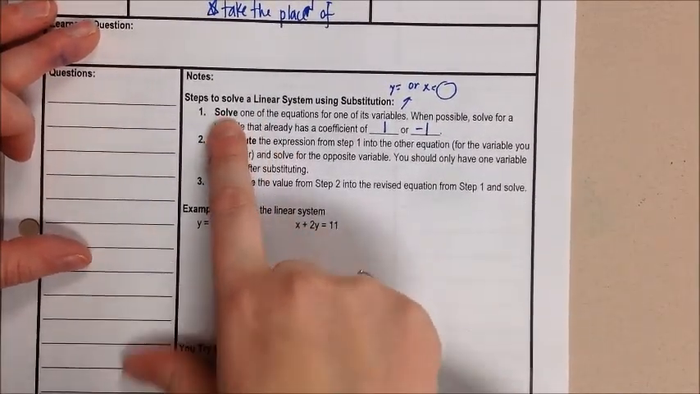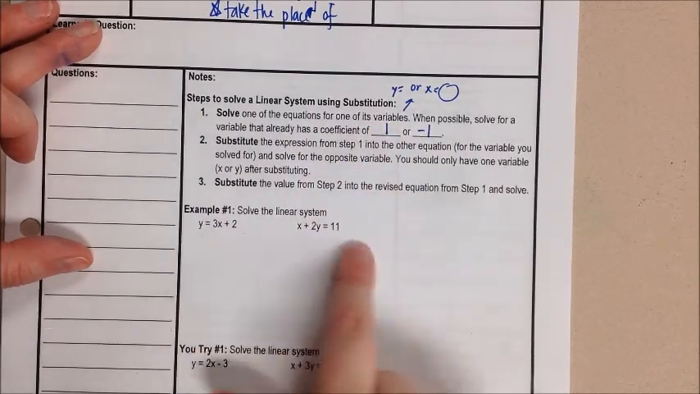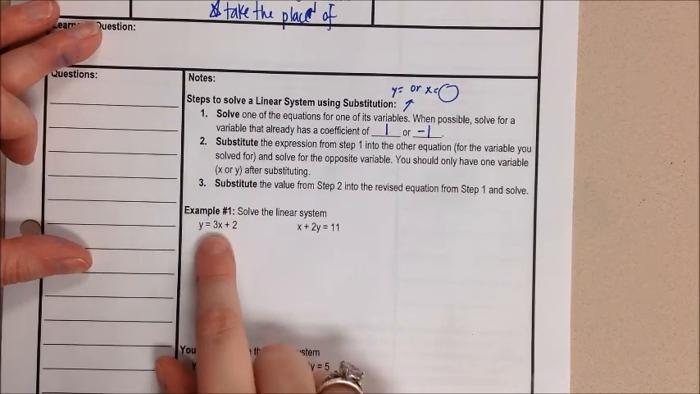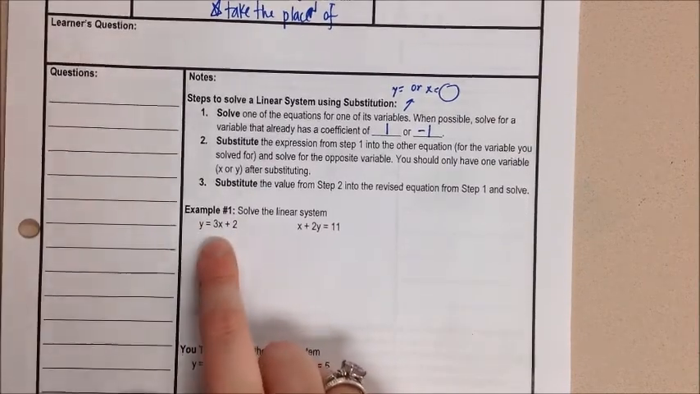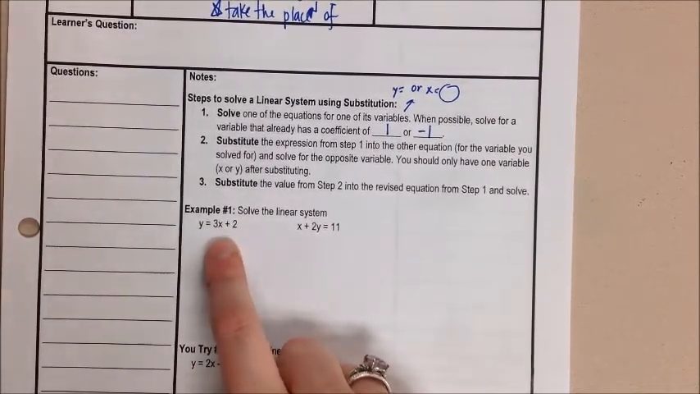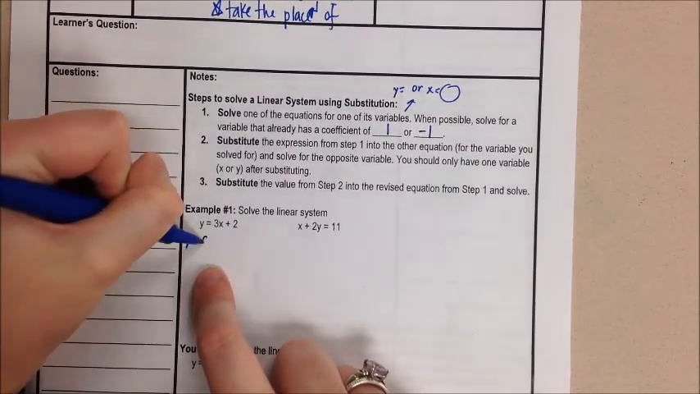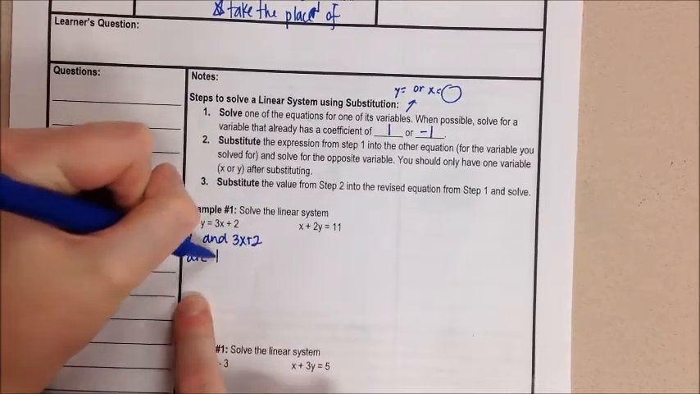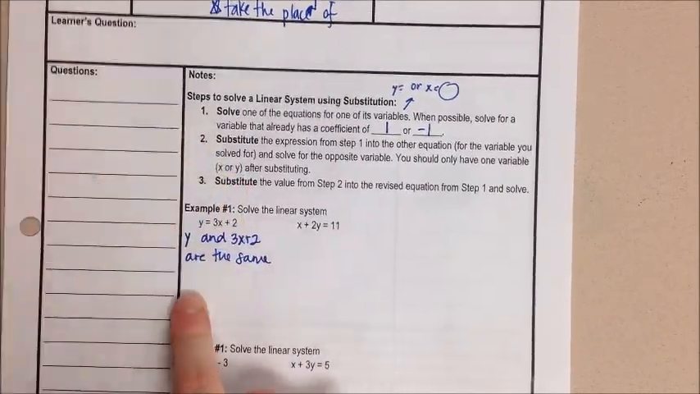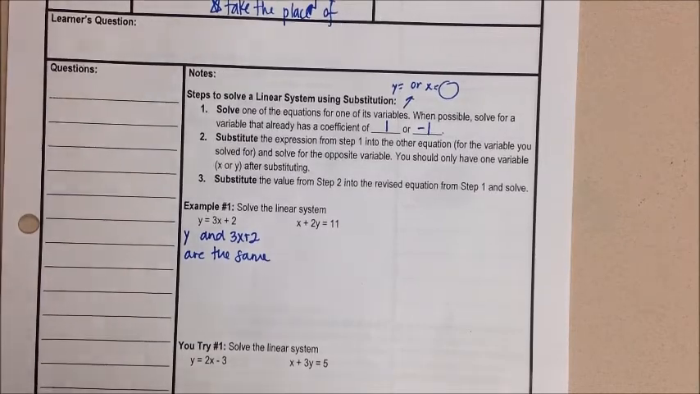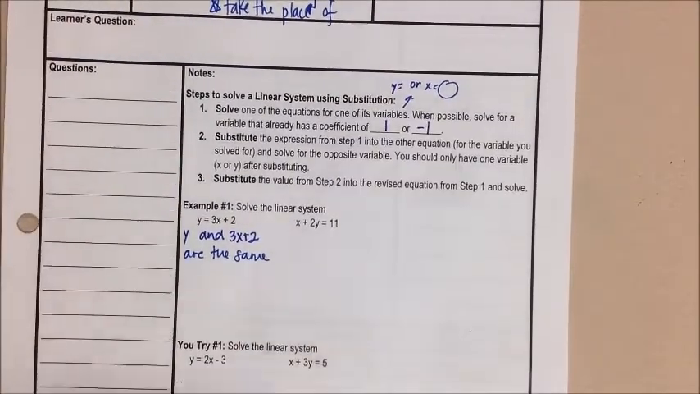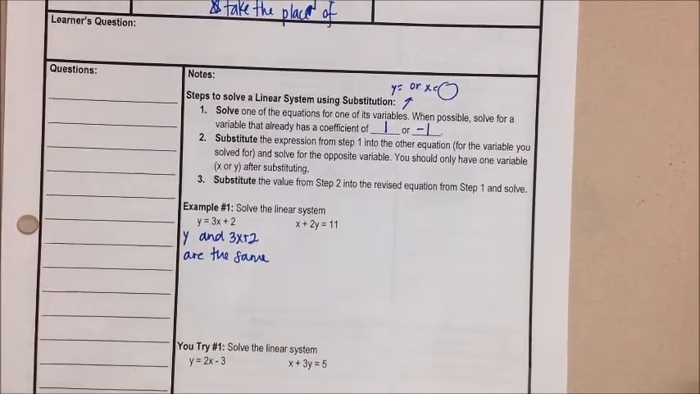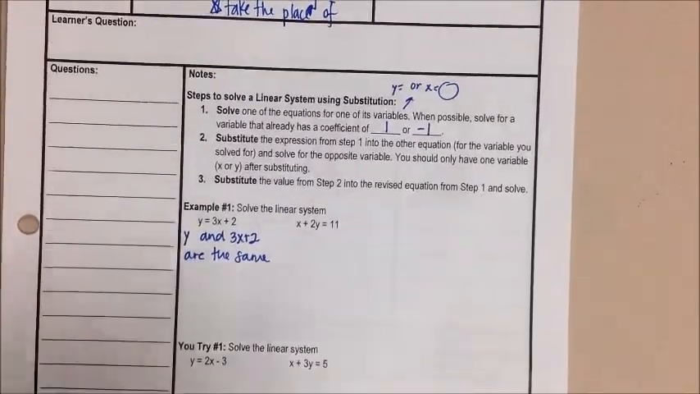So the first step, remember, is solve one of the equations for one of its variables. So let's look, and we're going to see, is one variable already solved for? Yeah, so in this one, I already know that y is equivalent to 3x plus 2. So I know that y and 3x plus 2 are the same. They are equal to each other, they are equivalent. So I can use them interchangeably. It's just like some people call me Miss Hart, some people call me Andrea. So I can use them interchangeably.